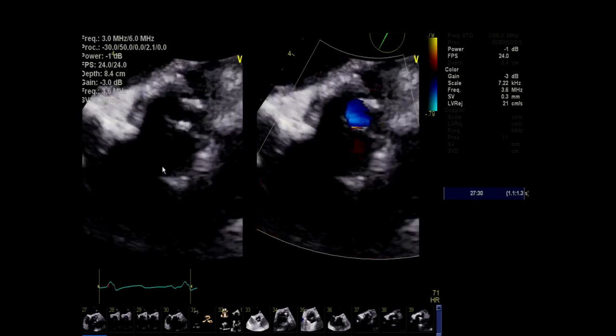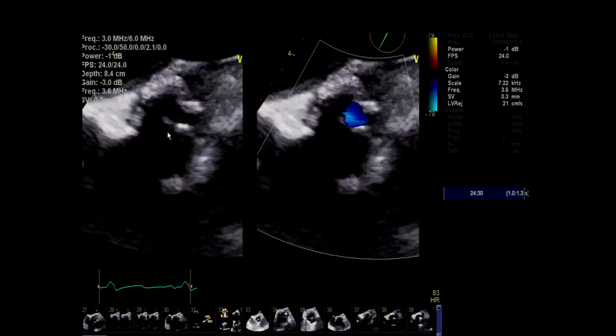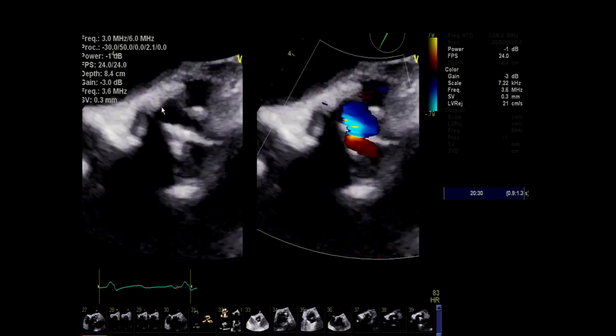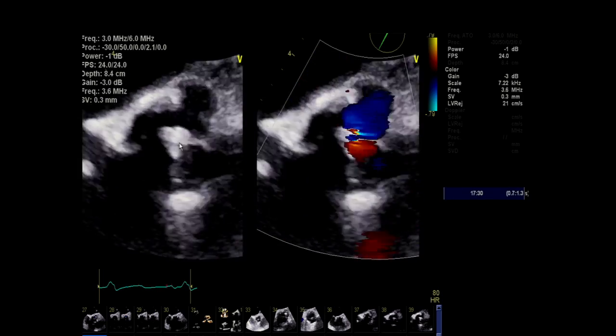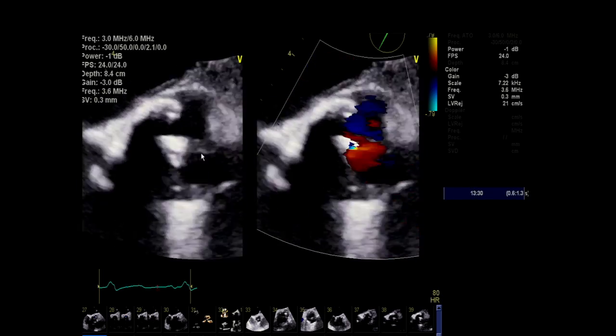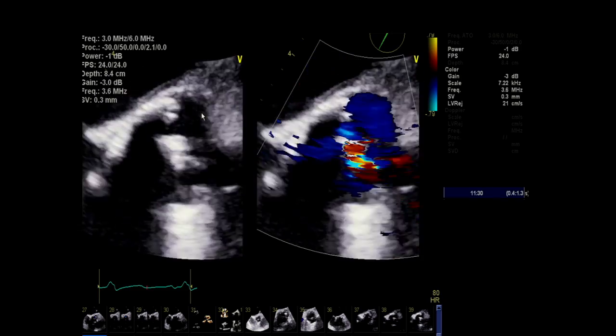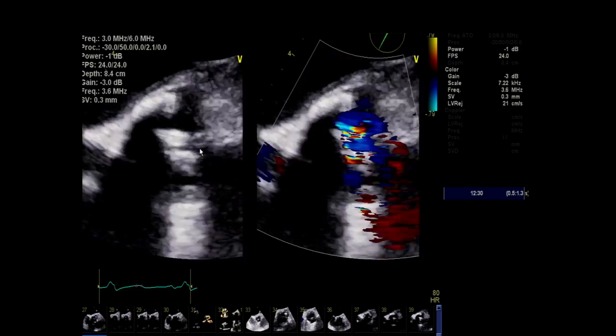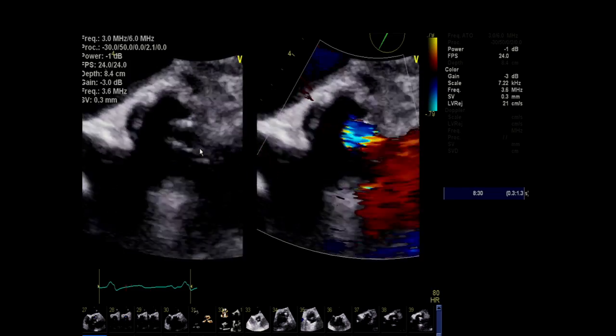There are no commissures seen. So this is a complete fusion of the other two commissures. The only commissure that is seen is between the right and the left coronary cusps. So this is a unicommissural, unicuspid aortic valve.